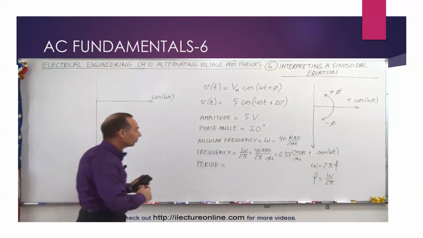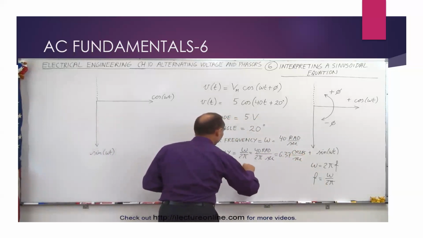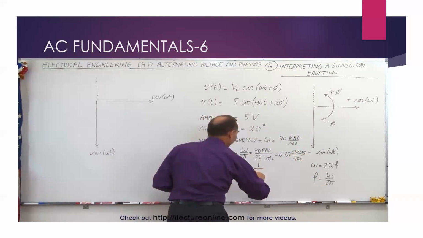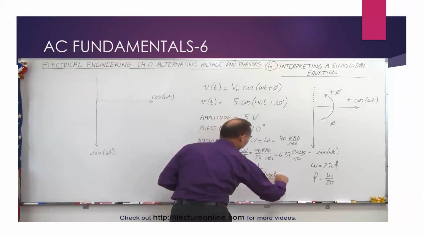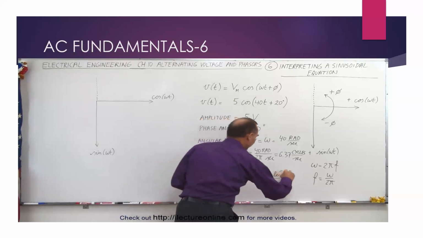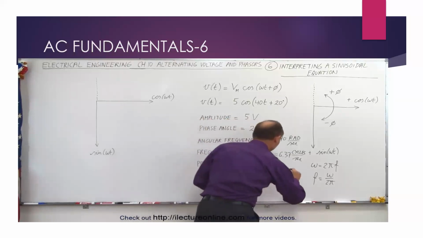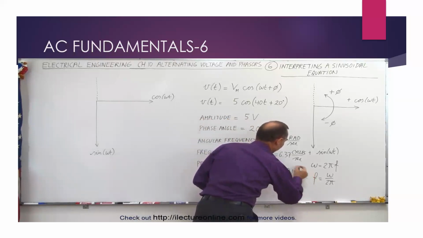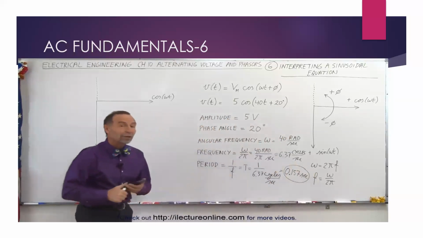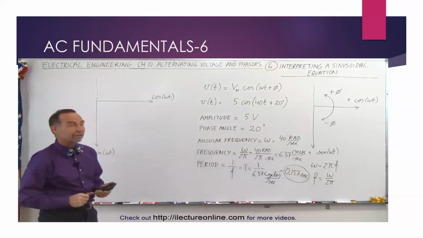And then finally the period, which is defined as 1 over frequency. In this case, the period would equal 1 divided by 6.37 cycles per second. If we take the inverse of that, that would be equal to 0.157 seconds. That would be the period. So one complete cycle in this particular example would take a little bit more than 0.15 seconds.